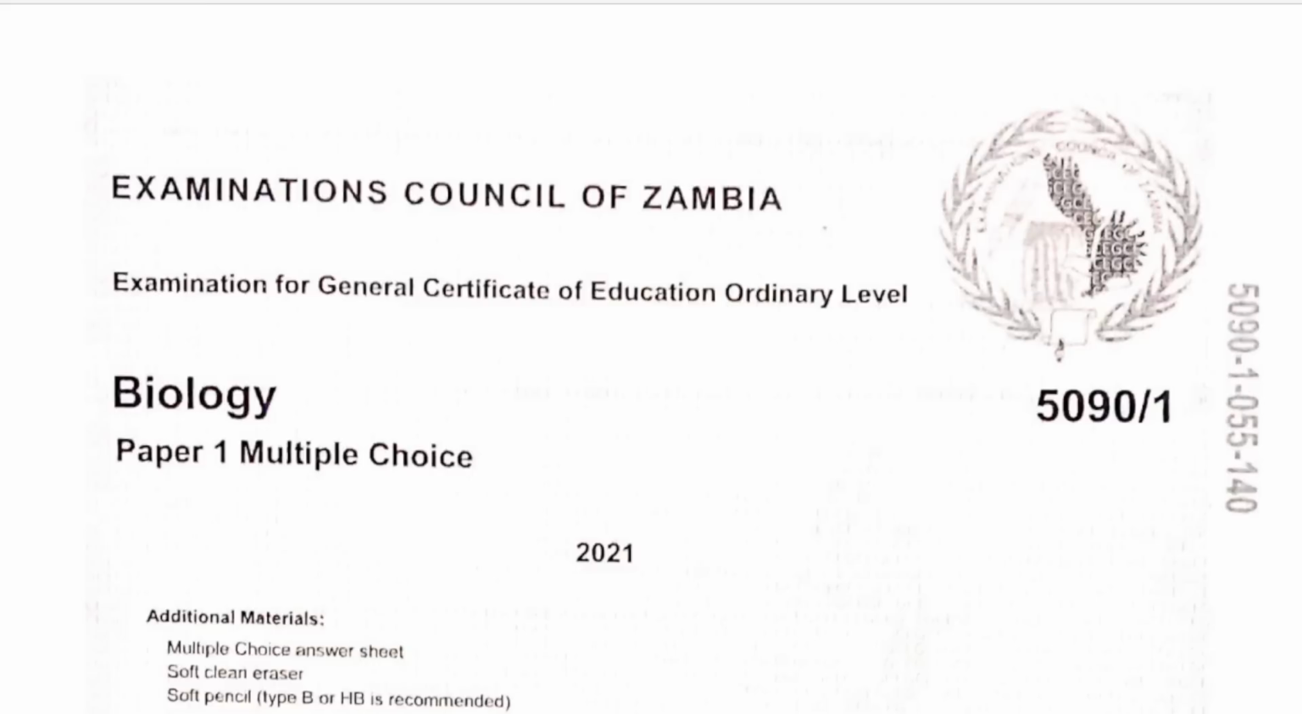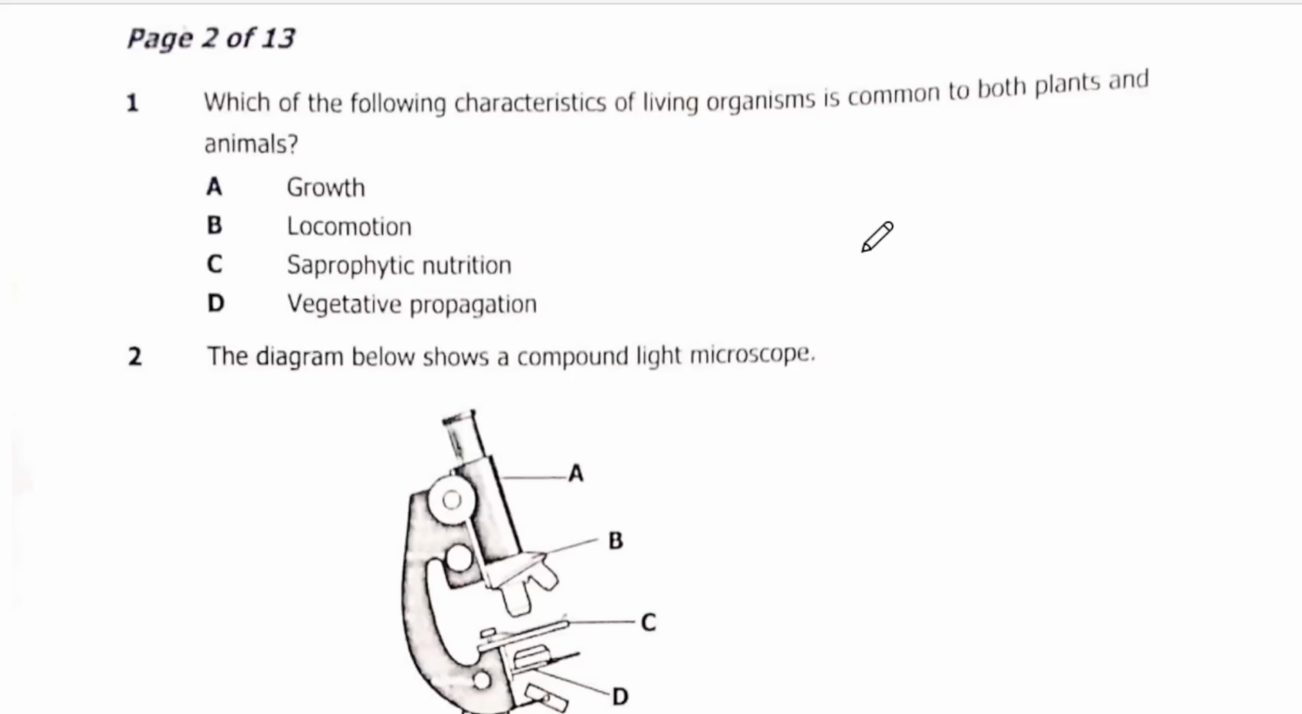2021 Biology Paper 1. Question 1. Which of the following characteristics of living organisms is common in both plants and animals? So for both plants and animals, they are both going to have growth. Yes, so this here is the correct answer. Locomotion is only present in animals. Saprophytic nutrition is only available to fungi. Vegetative propagation is only available in plants. So A here was the correct answer.